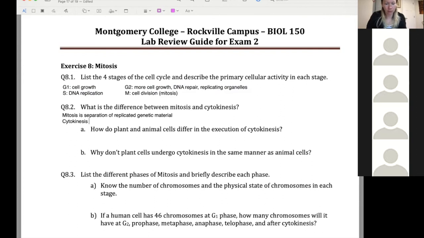Professor, can we also say in cytokinesis that it's a division of the cytoplasm? Mm-hmm. And can we also say that one is a division of the nucleus and the other one is a division of the cytoplasm? Yes, absolutely. Saying it's separation or division of nucleus or genetic material, those are different ways to say the same thing. But yes, that would also make sense.